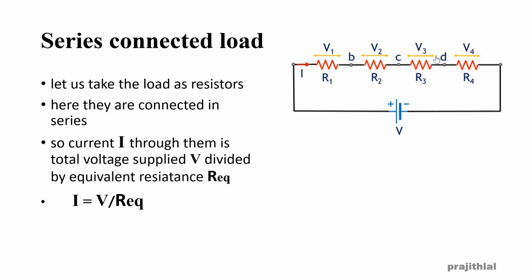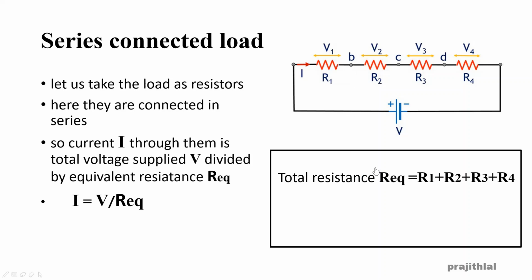The current through them is the total voltage supplied divided by the equivalent resistance. The total voltage supplied is V. That V divided by the equivalent resistance of these resistors gives the current through them. So this is the current. The total or equivalent resistance can be found by adding R1 plus R2 plus R3 plus R4. That is, in a series connected load, we can find the total resistance by adding the given resistors.